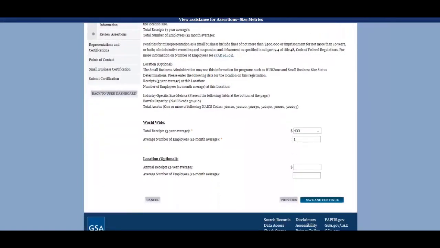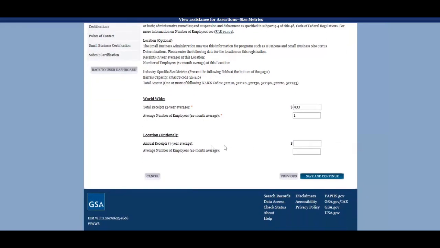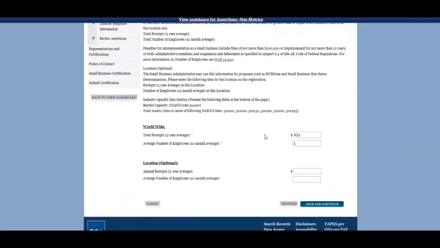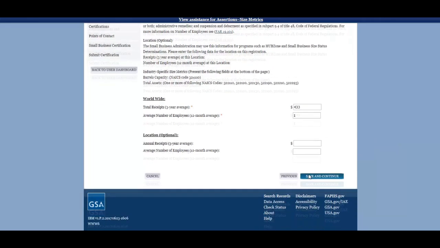So what we did here was we had a little bit of business, so we put in $433 for our total receipts. Average number of employees for 12 months, we just put in 1. For the location, which is optional, we just left those blank. Now again, if your business is much bigger, obviously you would need to look at your books and put in probably what would be a much larger number. Again, if our business were this big, we would probably put in a much larger number.